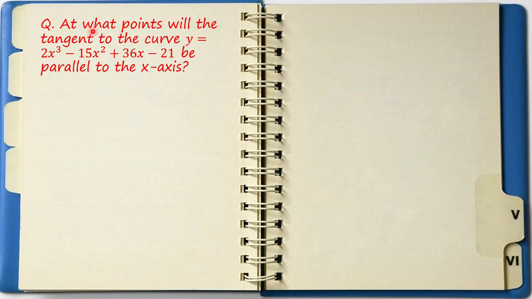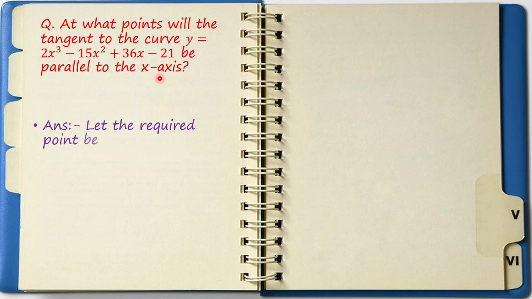Now what do we need to find? We need to find the point of contact. So firstly we need to find the slope of the tangent by letting some arbitrary point of contact, and then we have to use this condition for parallel to the x-axis. So let's check how to solve this type of problem.